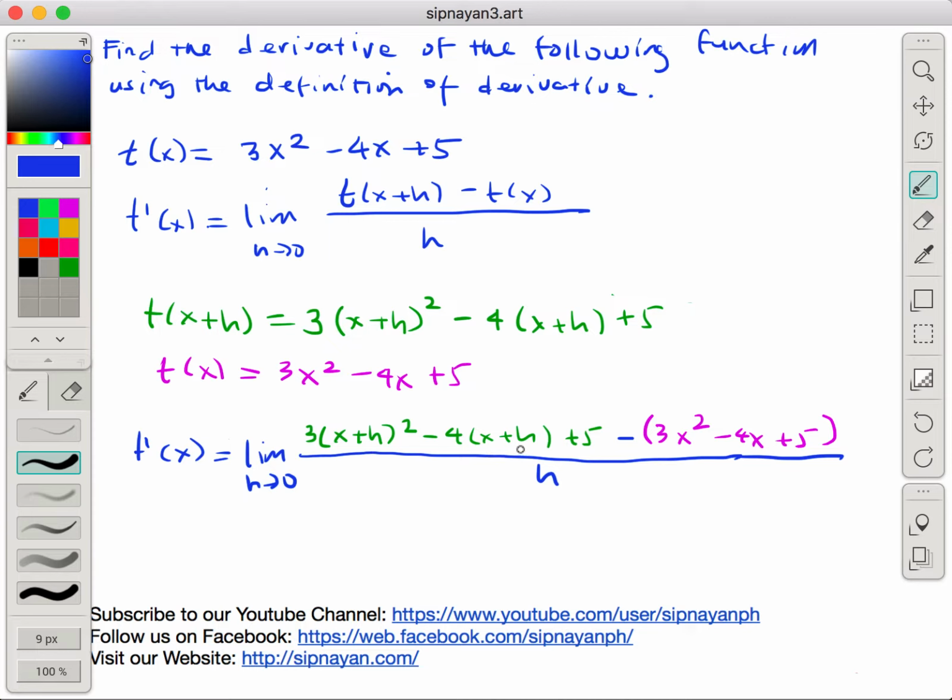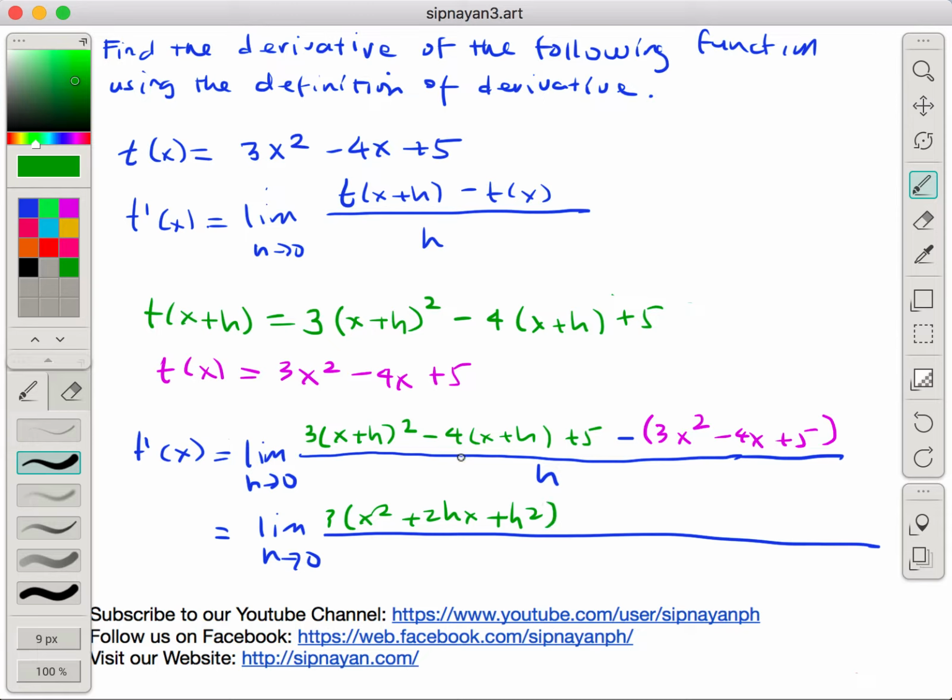We expand and then we distribute. So this is equal to the limit as h approaches 0 of, this is squaring a binomial. So nakikita nyo, actually pag na-set up nyo na ng ganito, puro algebra na yan. So kailangan very strong yung algebra nyo. 3 times x squared plus 2hx plus h squared. This is squaring a binomial.